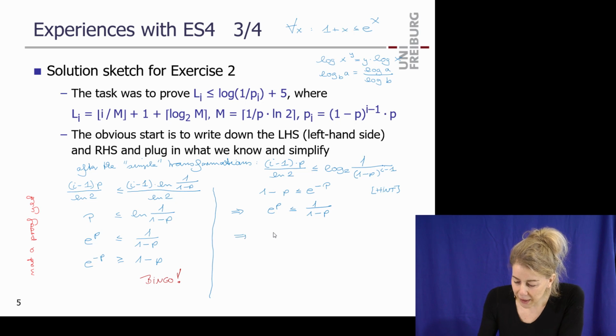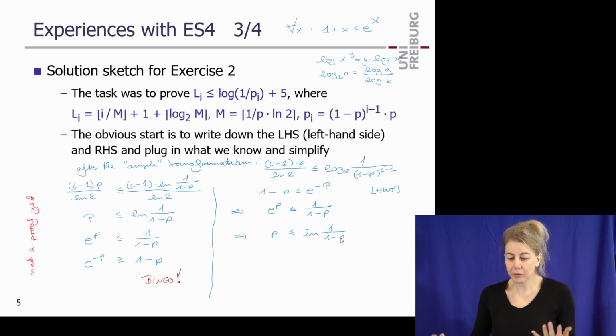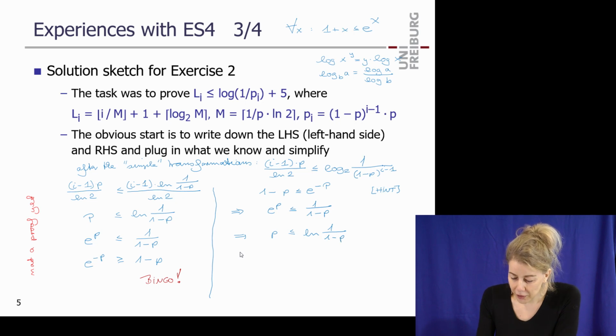Now I apply the logarithm, so this is applying ln now of this, or maybe I should just write it on the other side. Yeah, so let me not write it, but just say it. I'm applying ln to both sides. Can I do that? Yes, I can do that. So this implies this. This is now a proof.